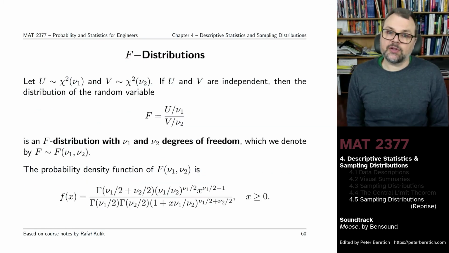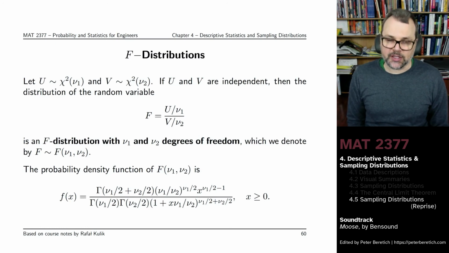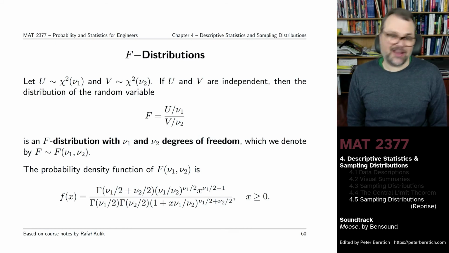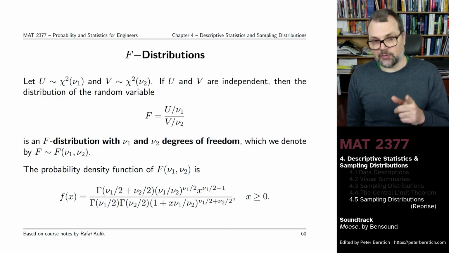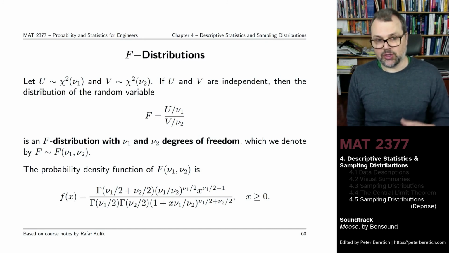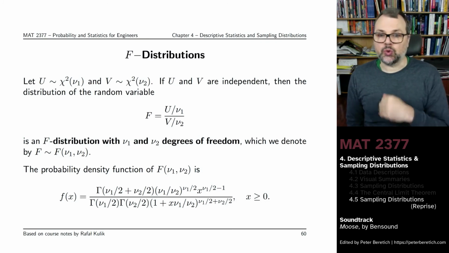So this is something we'll need to be able to compute when we do confidence intervals and hypothesis testing. There's another distribution we will eventually use, the F distributions. So here we're talking about quotients of chi-squared distributions. If you have a random variable u which follows a chi-squared distribution with nu1 degrees of freedom and an independent random variable v, independent from u, which follows a chi-squared distribution with nu2 degrees of freedom, then the quotient u divided by nu1 and v divided by nu2 follows what we call an F distribution with nu1 and nu2 degrees of freedom.